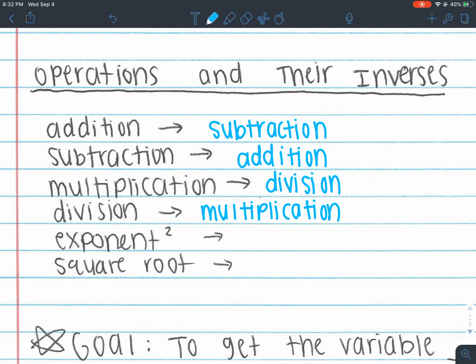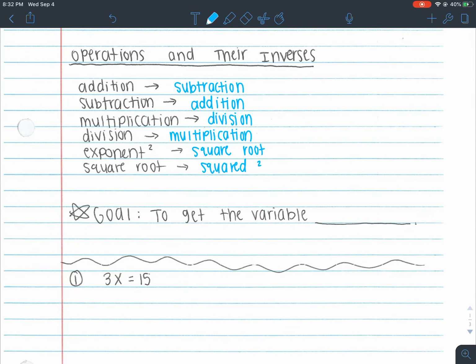If I have an exponent like a squared, then the inverse of that would be square rooting. And if I square root, then the inverse of that is going to be squaring it. I'm going to put a little 2 on it and square it up. All right, so those are the operations and their inverses.